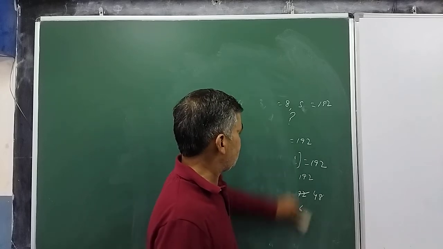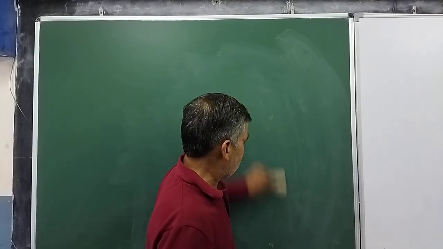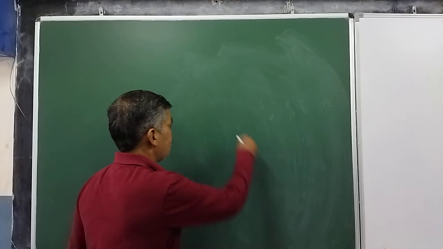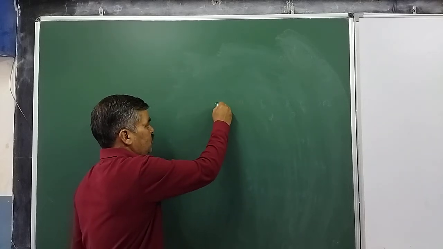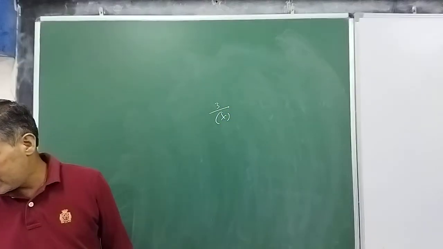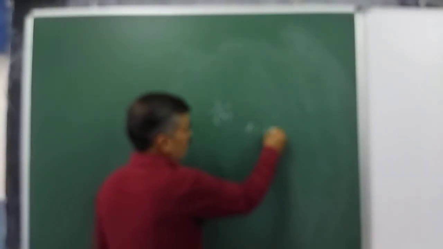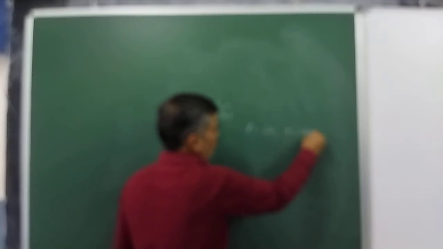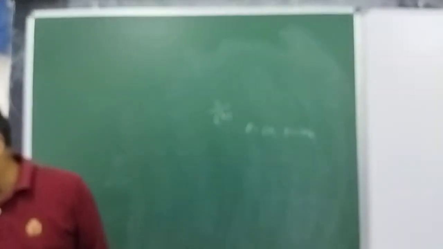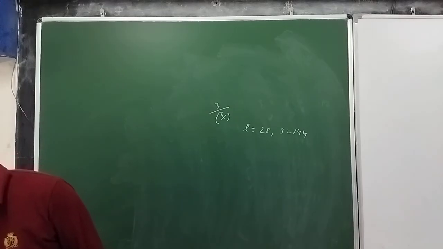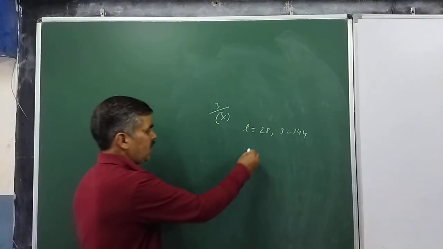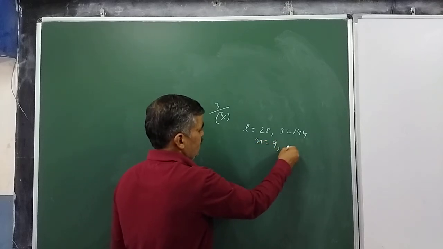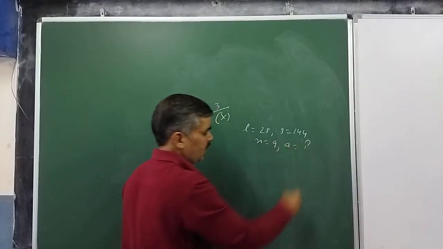Then the last part, that is the 10th. So 10th part of this question number 3 is you are given with l is equal to 28, S is equal to 144, and you have to calculate. There are total 9 terms. n is equal to 9. Again, you have to calculate a.